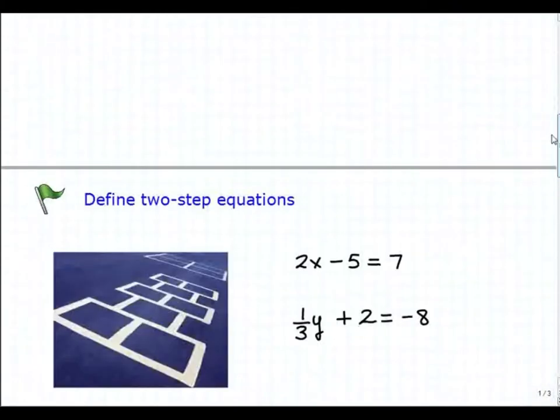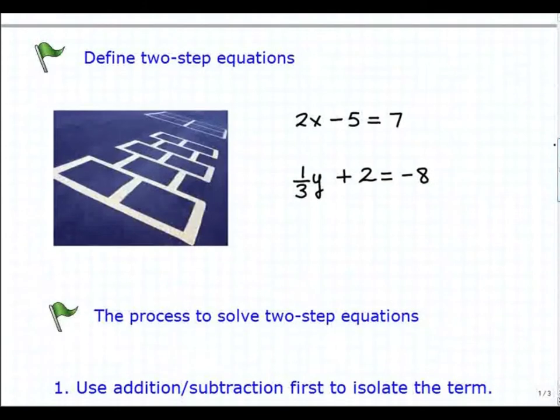So what are two-step equations? Well, it's very much what the name implies. Okay, it's going to require two steps to get to solution, and these are some examples of two-step equations. So it's like the game of hopscotch. To get to the finish line, you got to take two steps, 1 and 2, for example, to get to the very end. Same thing with two-step equations.